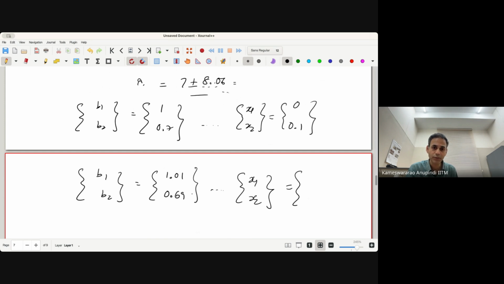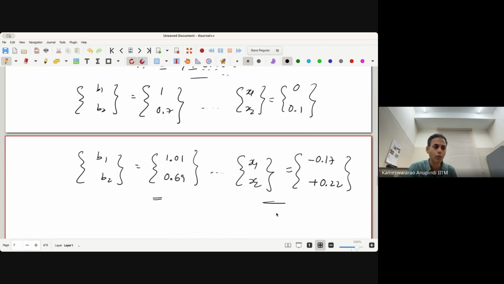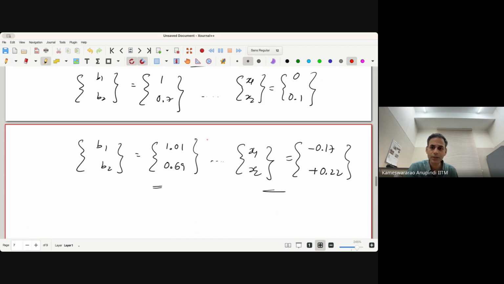Whereas, when we have just changed the system's right-hand side by a very small value, if you calculate, you're going to get this as minus 0.17, and then you're going to get this as plus 0.22. You need to solve for Ax equal to B. Now, what you see is that this is a large change compared to a small change in the right-hand side. This is happening because of the condition number being large.